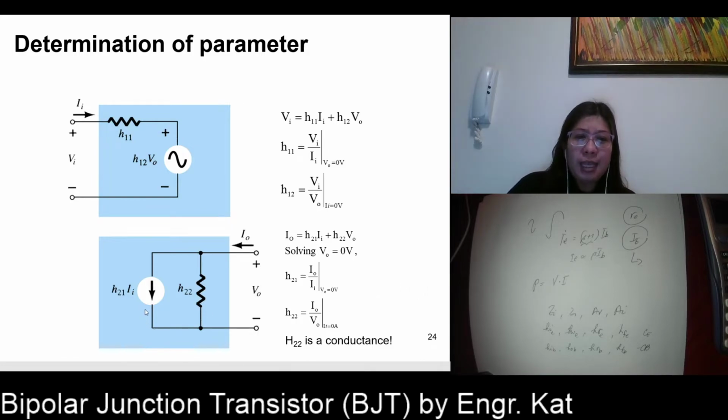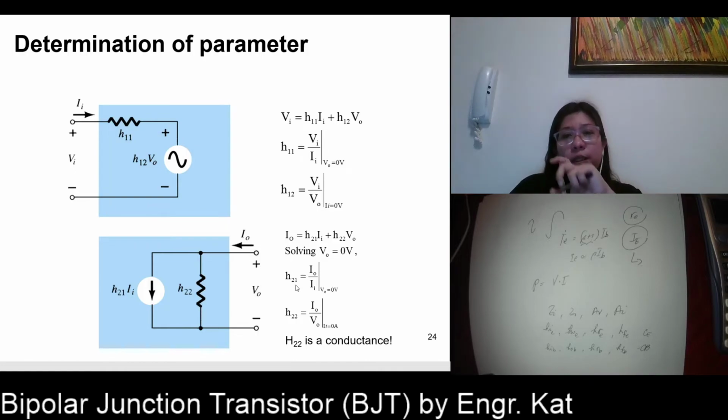The output side has H21 I input, and then you have here your H22, which is in parallel with your voltage. Okay, so in solving for H21, we need to short circuit again your VO. When this is short circuited, we can solve for H21, and that is equivalent to IO divided by I in. This is 21 because the numerator is at the output side while the denominator is at the input side. So what do we call this?